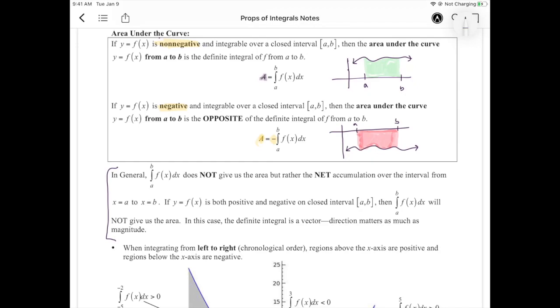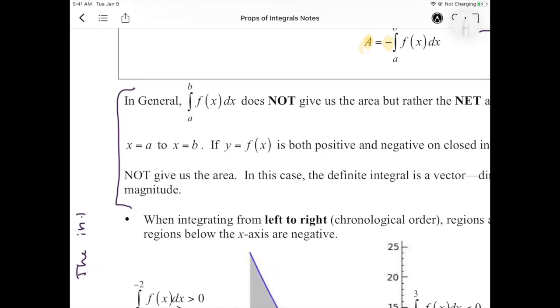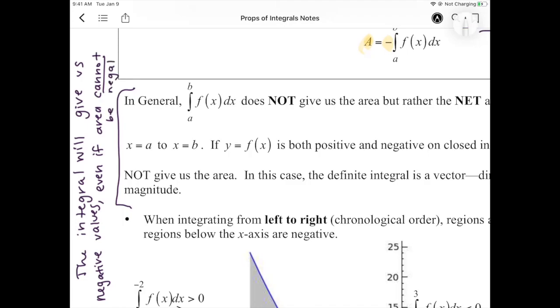Okay, so assuming that you've read it, I just want to give you a little summary of how I would state this. So basically, this is saying the integral will give us negative values even if area cannot be negative. So basically the definite integral doesn't care that area is not negative. The definite integral is going to say this value is under the x-axis. It is a negative value. But if we as humans are trying to think about it as area, we have to be smart enough to say, okay, definite integral, you gave me a negative value.